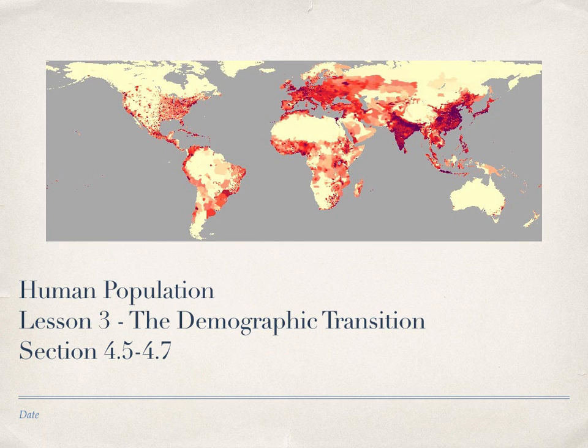Hi students, in this lecture we will be finishing up our discussions on human population. We will be covering the concept of a demographic transition and how that affects fertility and population growth. We'll also be learning about birth control and looking at some projections for the world's population.